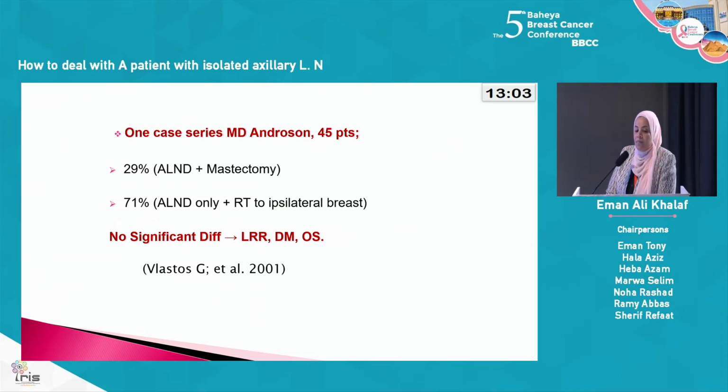One case series published by MD Anderson, including only 45 patients, published in 2001, in which 29% of the cases had axillary lymph node dissection with mastectomy, and 71% of the cases had axillary lymph node dissection with ipsilateral whole breast irradiation. This case series showed there was no significant difference as regards local regional recurrence, distant metastasis, and overall survival between ipsilateral radiation or ipsilateral mastectomy.